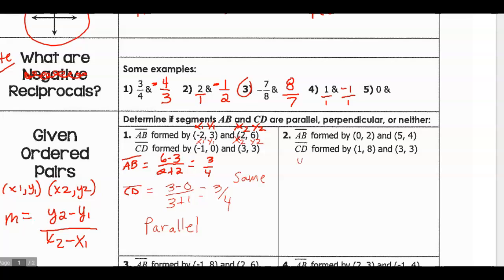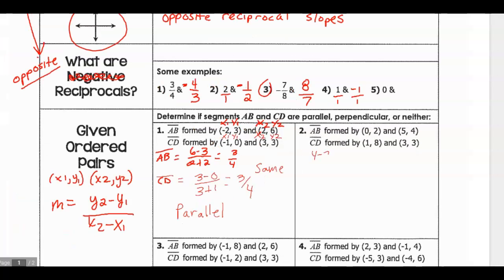And just for the sake of speed, I will just do 4 minus 2 on top. That's my y's. And 5 minus 0 on bottom. That gives me 2/5. And that was for AB. Sorry, I forgot that part. So for CD, line segment CD, I do 3 minus 8 and 3 minus 1. So I have negative 5 over 2.